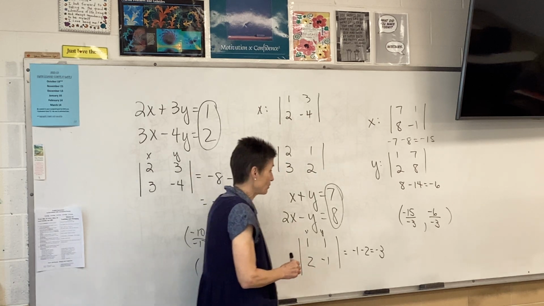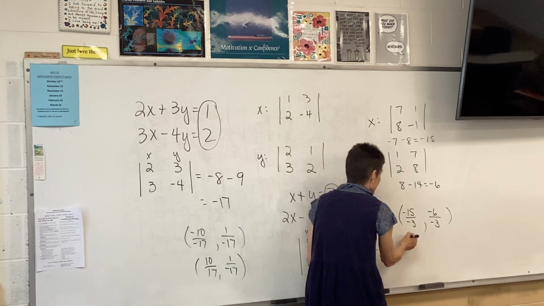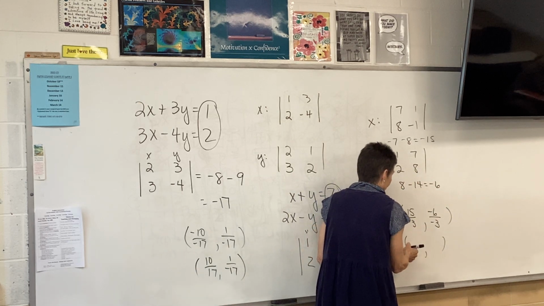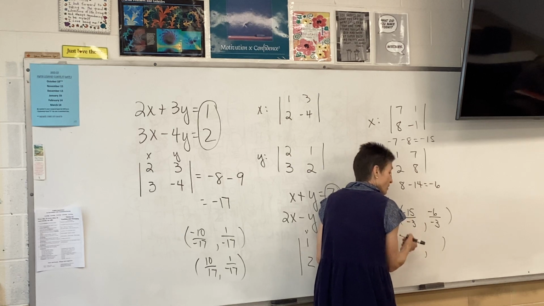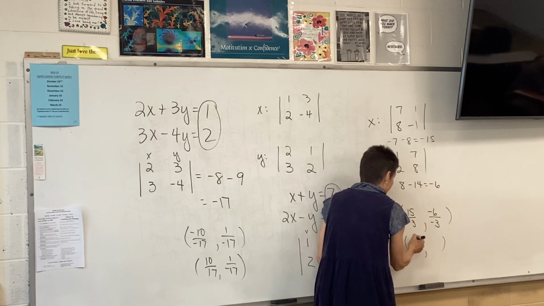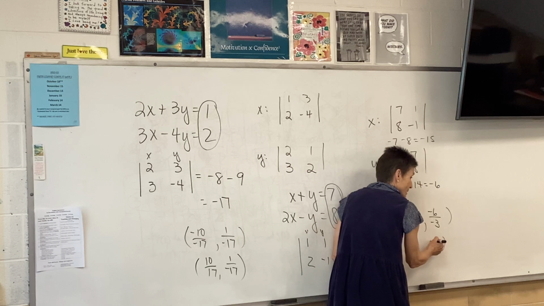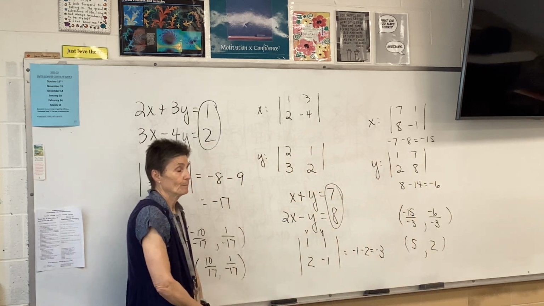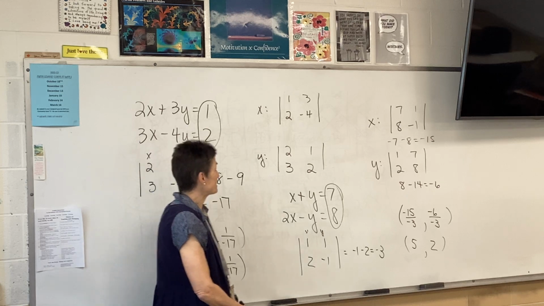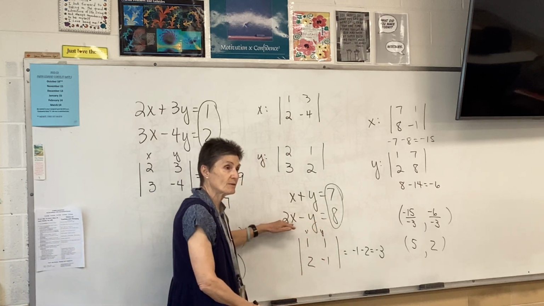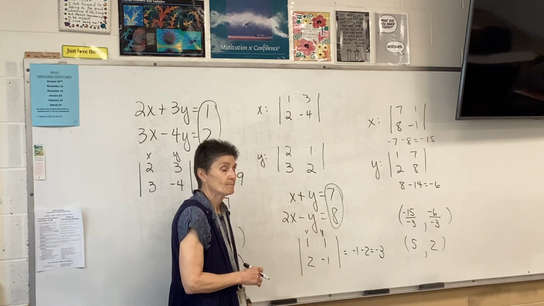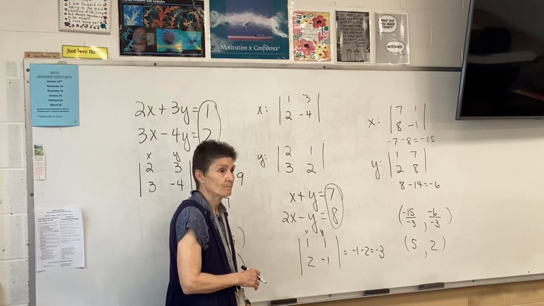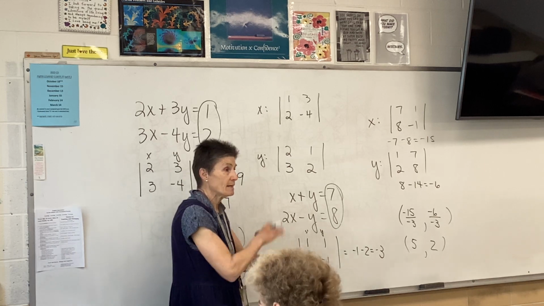So just like with your inverse, you simplify if you can. So what's my answer? 15 over 3, 6 over 3. And what's 15 over 3? 5. And 6 over 3 is 2. So your answer is 5, 2. If you did substitution or elimination with this, that's what you get. That's exactly what you get. And any method is fine.